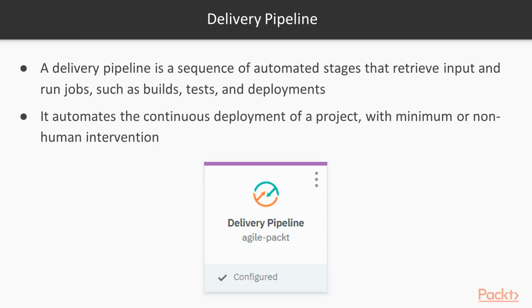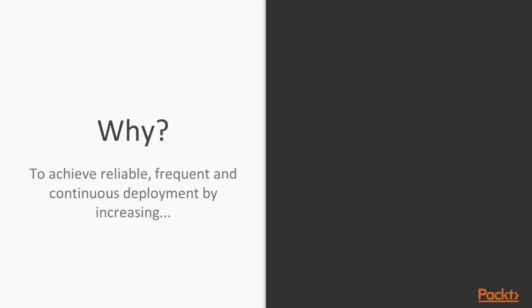Alright, a delivery pipeline is a sequence of automated stages that retrieve input and run jobs such as builds, tests, and deployments. It automates the continuous deployment of a project with minimal or non-human intervention. Why use a delivery pipeline? To achieve reliable, frequent, and continuous deployment by increasing automation. A pipeline removes the need for expensive, repetitive, and error-prone manual tasks.